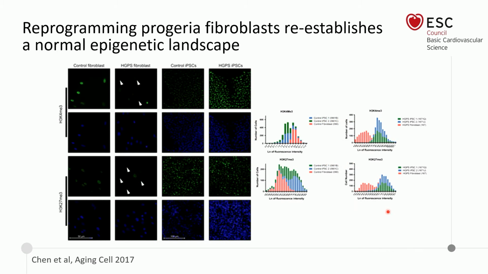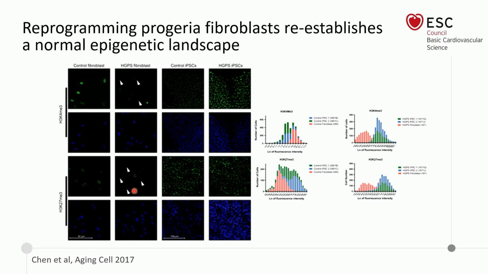If we look at this slide, recently coming in 2017, reprogramming progeria fibroblasts re-establishes a normal epigenetic landscape. For example, in control fibroblasts here, you can see methylation in green at histone 3, at lysine 4 and lysine 27. Sorry, I don't see very well. But in fibroblasts coming from progeria, there is a strong reduction of methylation.